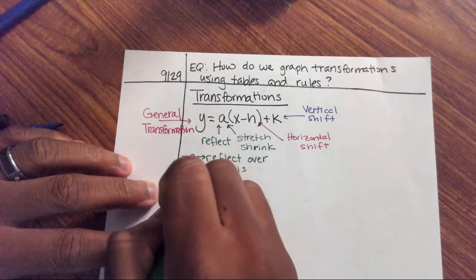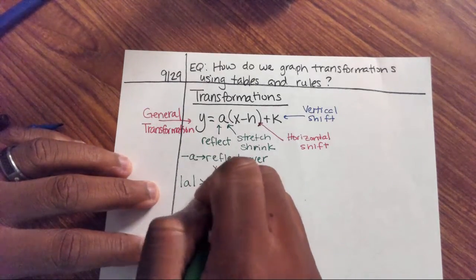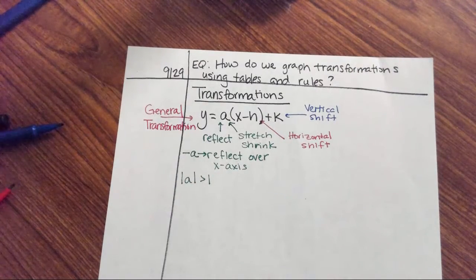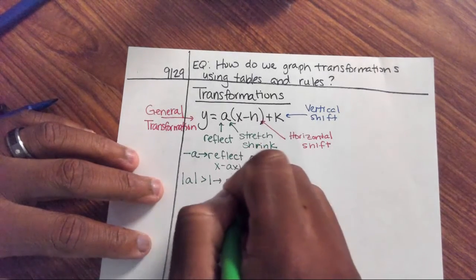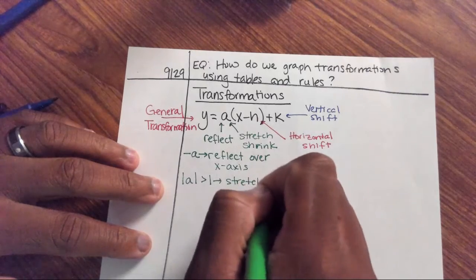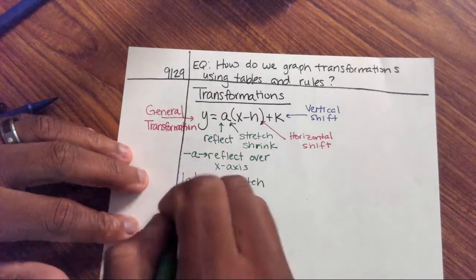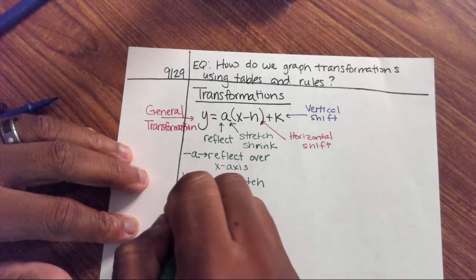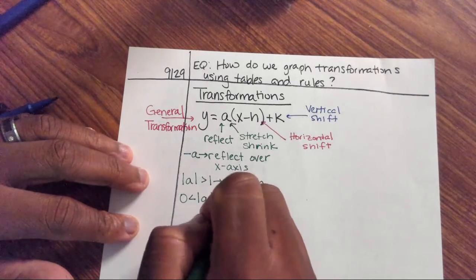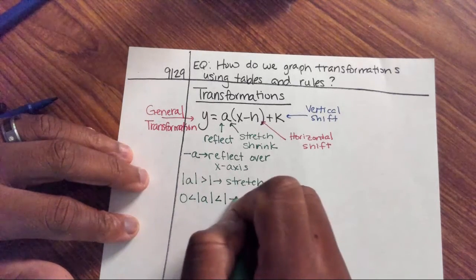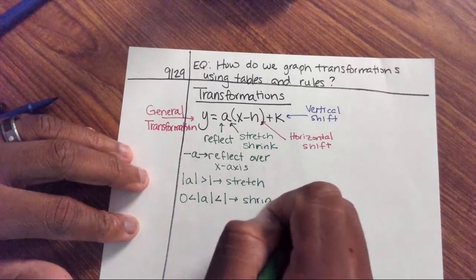If the absolute value of a is greater than 1, what does absolute value do to a graph, or what does absolute value do to any number? It makes it positive. It makes everything positive. So if the absolute value of a is greater than 1, this is what we call a stretch. And if the absolute value of a is in between 0 and 1, we call it a shrink.